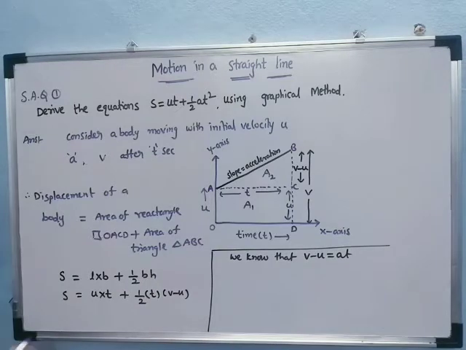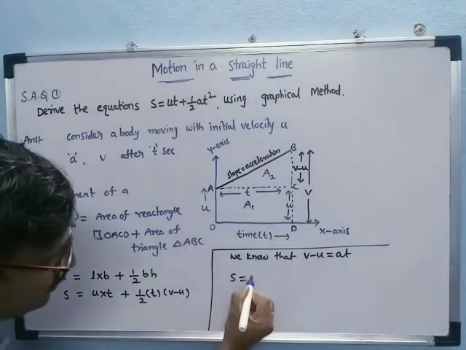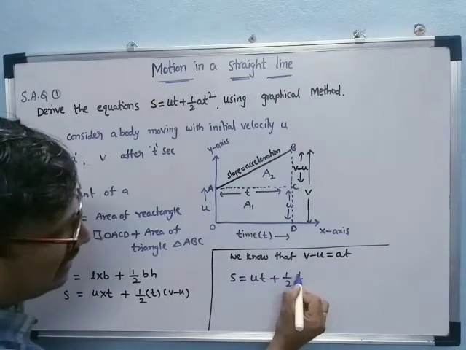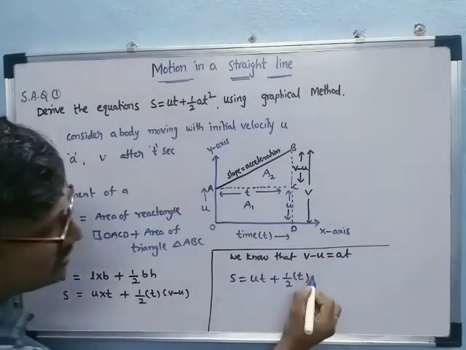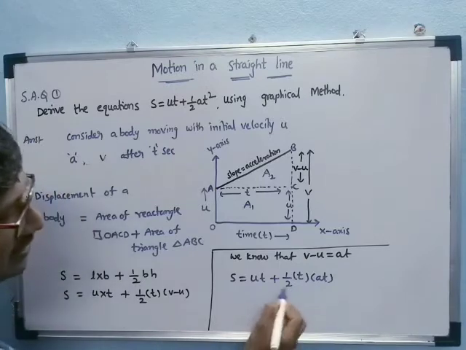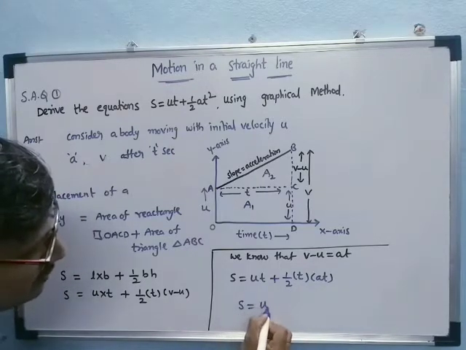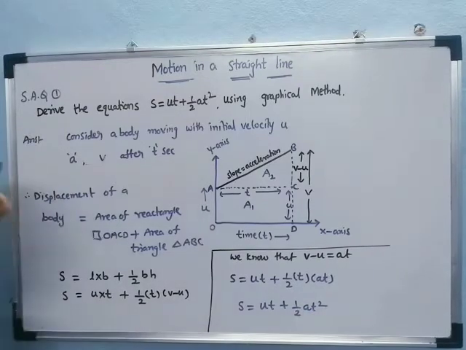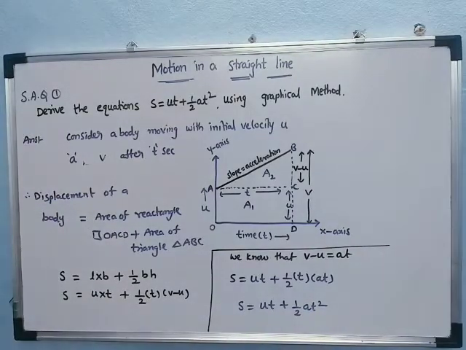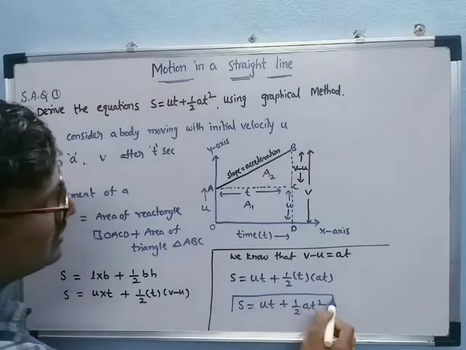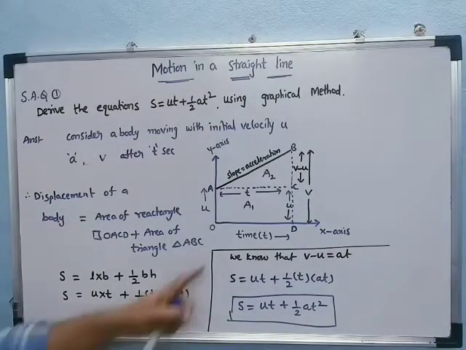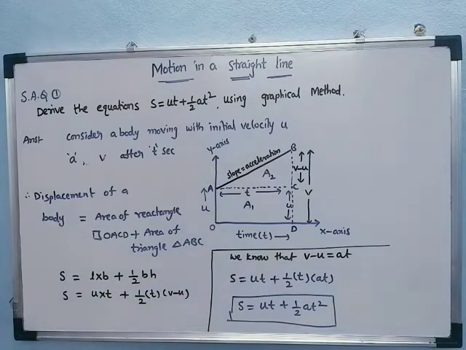Substitute here. Then s is equal to ut plus half t into (v minus u). Since v minus u is equal to at, we can write s is equal to ut plus ½at². This is how we derive the equation using the graphical method.